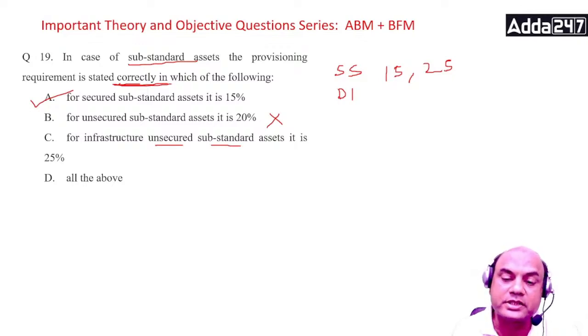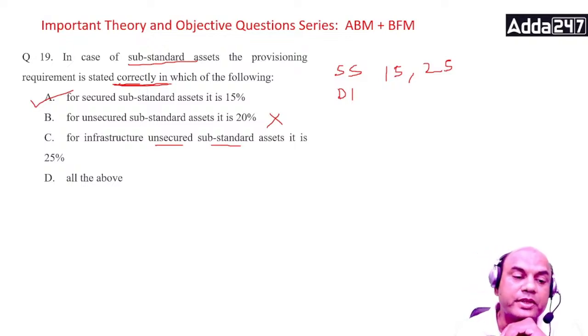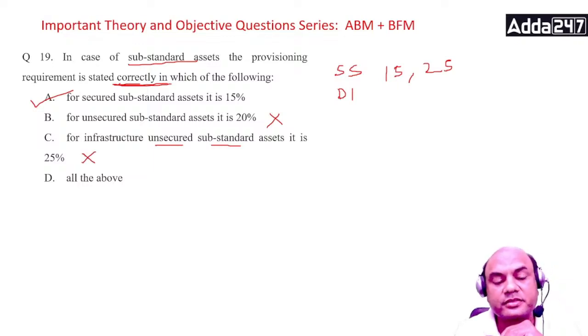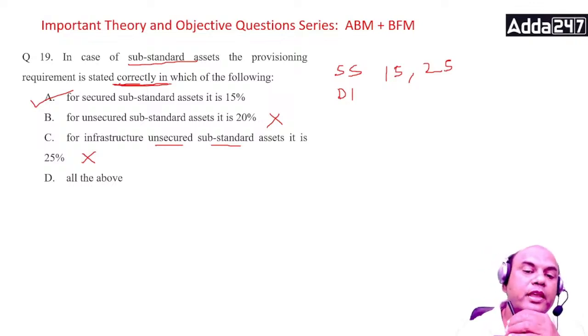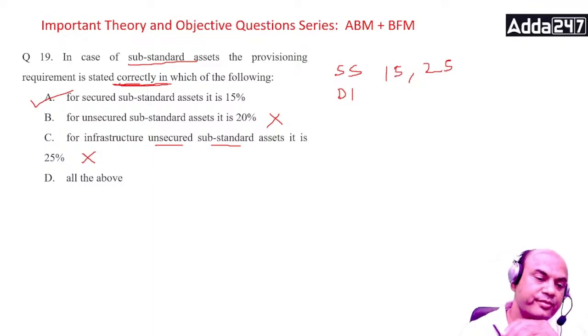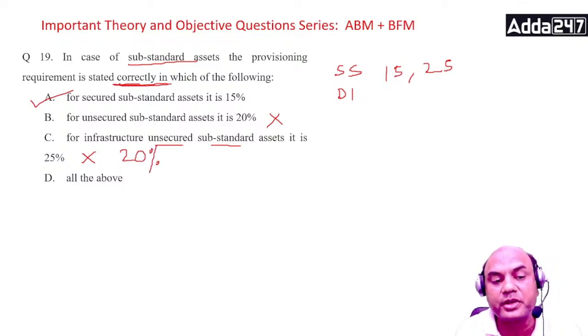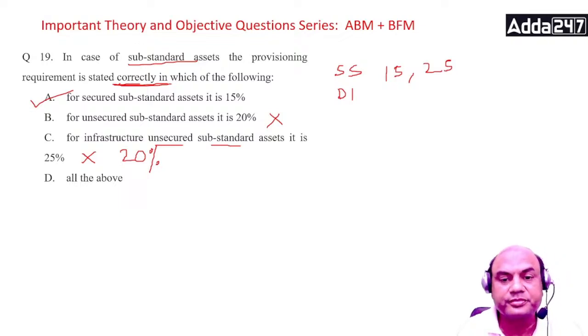Because for infrastructure related, what is the provision for infrastructure related unsecured substandard assets? You type. If this is wrong, then what is the right answer? What is the right answer for infra related substandard? Give me the answer. It is 20%. Remember, it is 20%. Got it? So that is the right answer. Got it, everyone? Clear?